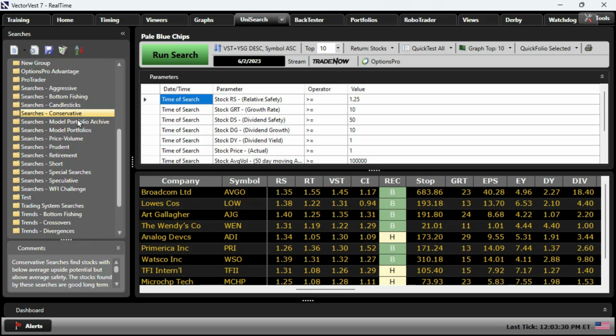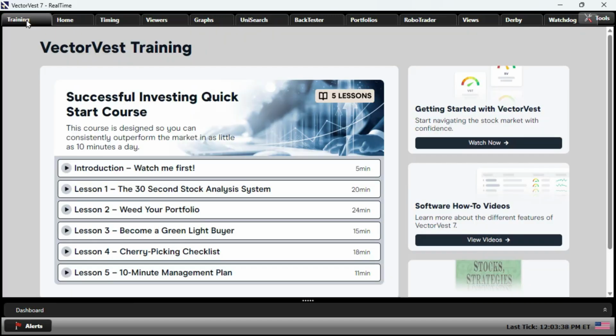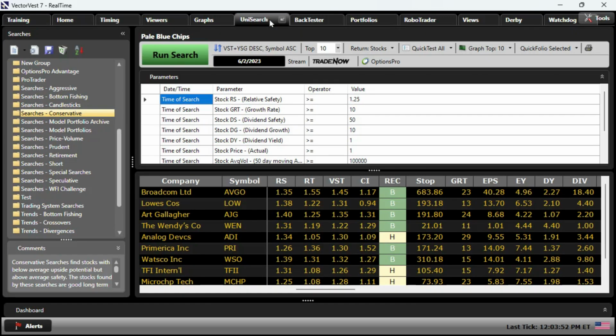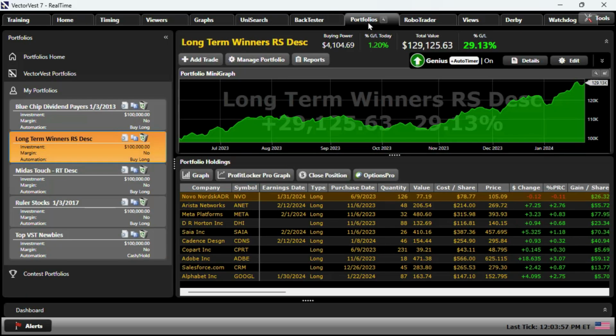Final thing I want to do here, actually one thing I want to do: to get Dr. D's Stock Strategy and Common Sense book, if you're new, hit the Training tab along the main toolbar. Then down here on the right-hand side, you can simply download right here and you'll have access. From here, I want to finish up by going to the Portfolios tab, and I just want to share a few things with you here.